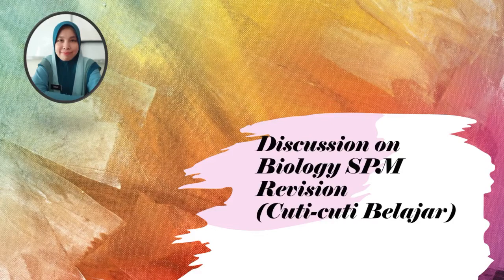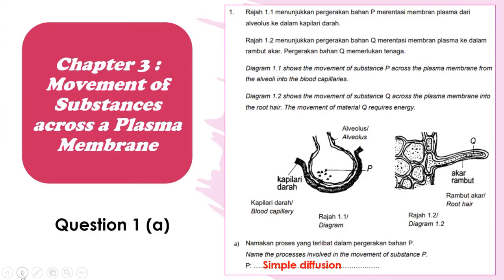Okay, so let's continue our discussion on the biology SPM revision on cuti belajar. Alright, so now, please open your handout on cuti belajar and go to chapter 3, movement of substances across a plasma membrane. Chapter 3, movement of substances across a plasma membrane. Okay, let's take a look at question 1.